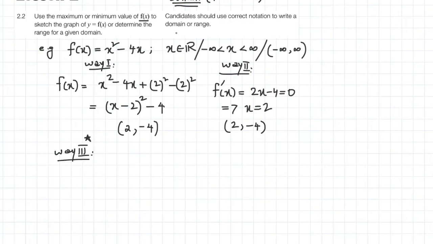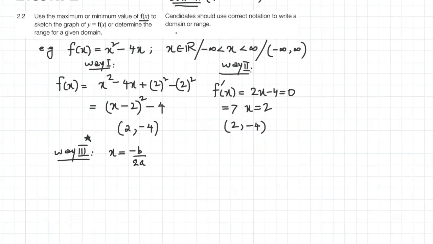All right, I haven't talked about this earlier, but way 3, guys, is a really cool trick to find the x coordinate of the vertex of a parabola. It's known as a shortcut method. The x coordinate of the vertex can be found straight away: minus b over 2a. All right, let's see how cool this is.